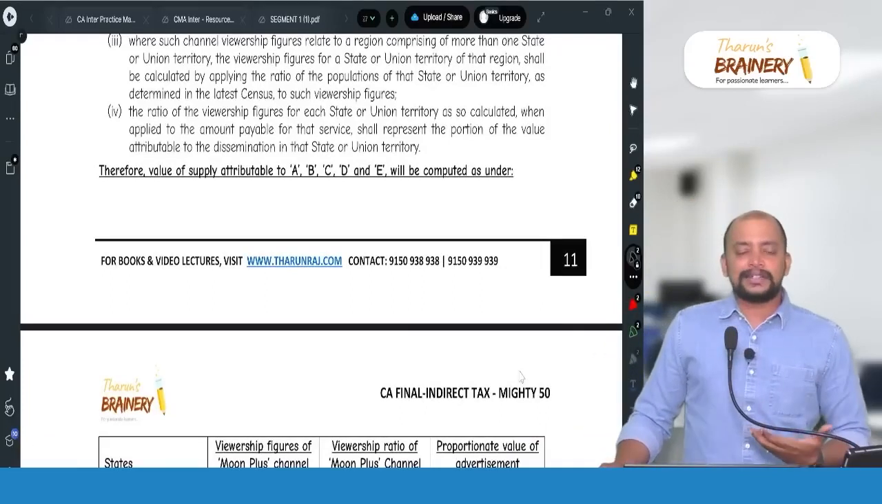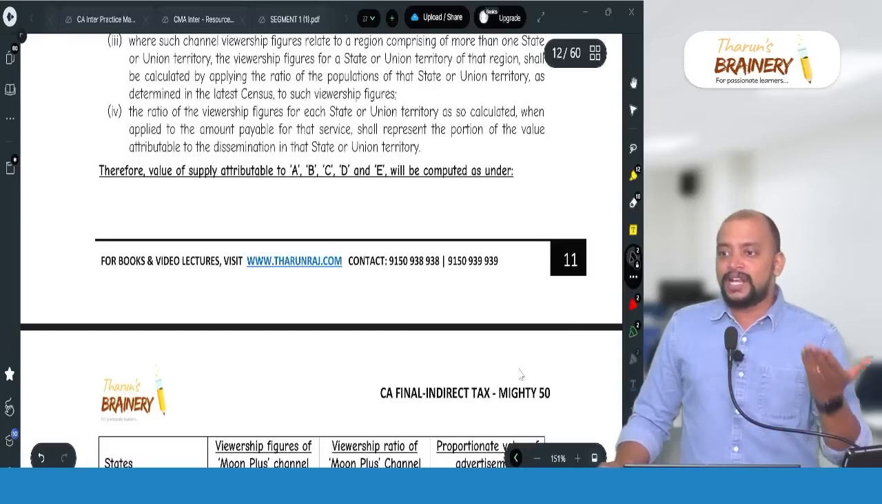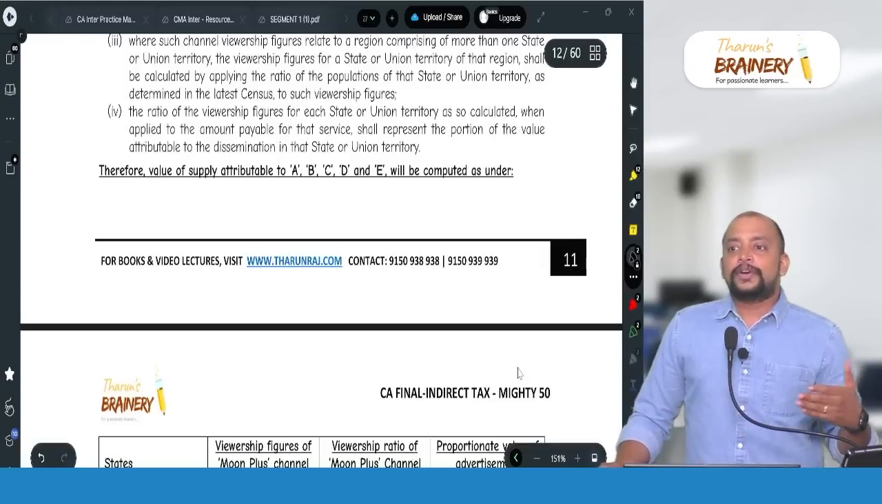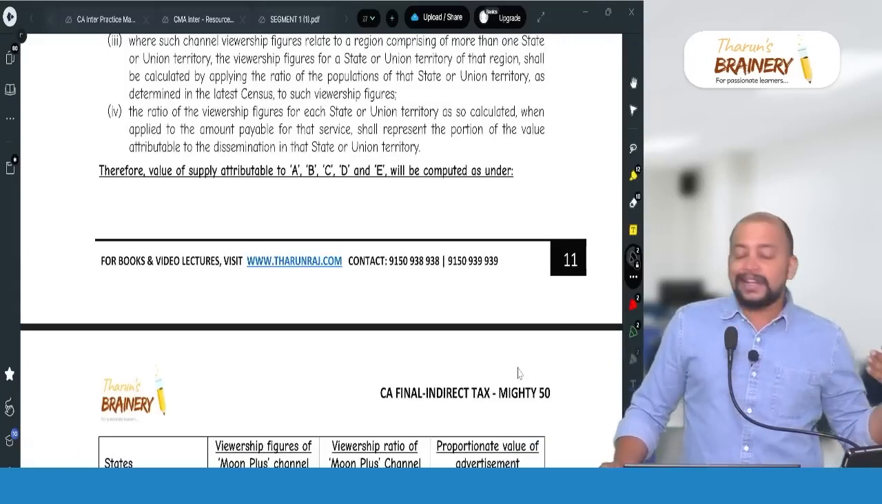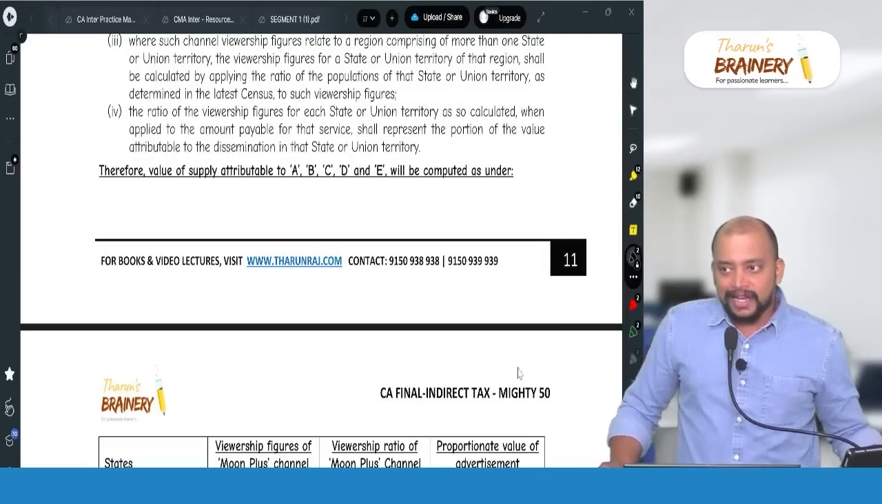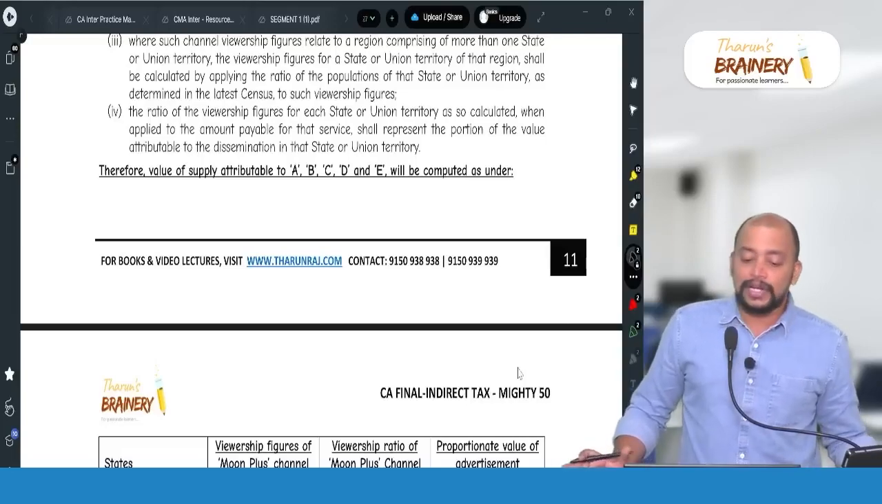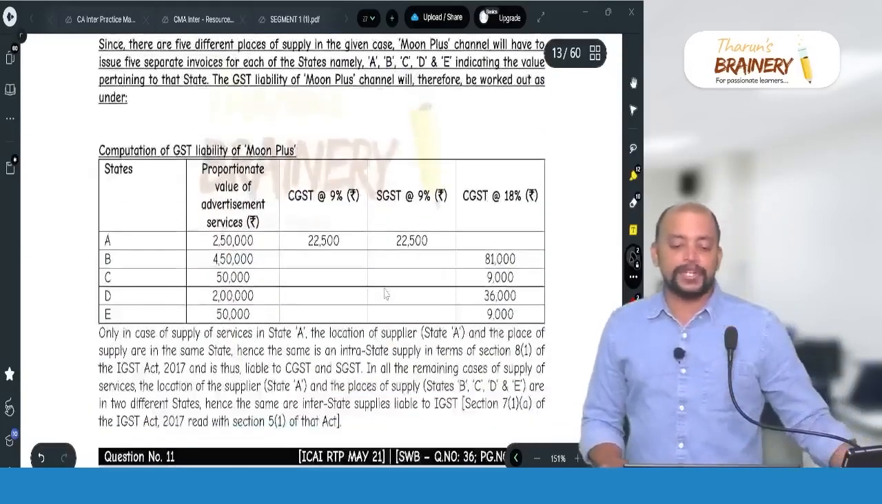Not necessary that we get a question only on TV. It can be on telecom, or it can be on the train. In case of train, it is on the length of the track, in case of tickets, on the number of stations, and if it is on internet, deemed to be across the country, and in case of telecom, it will be telecom subscribers data. So like that, depending upon the base of apportionment, we need to divide.